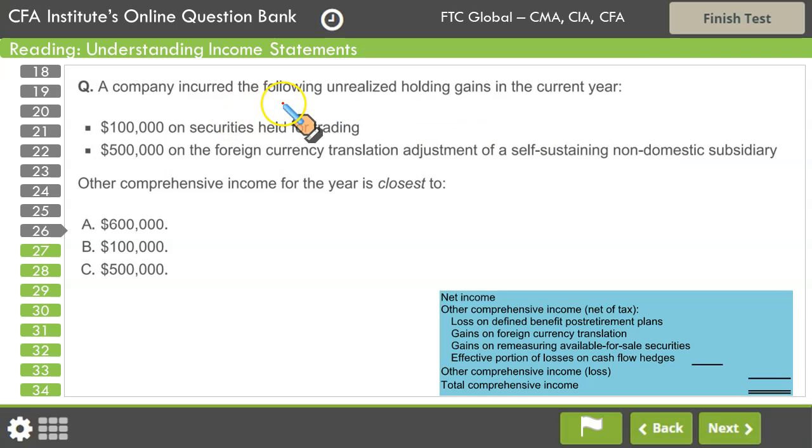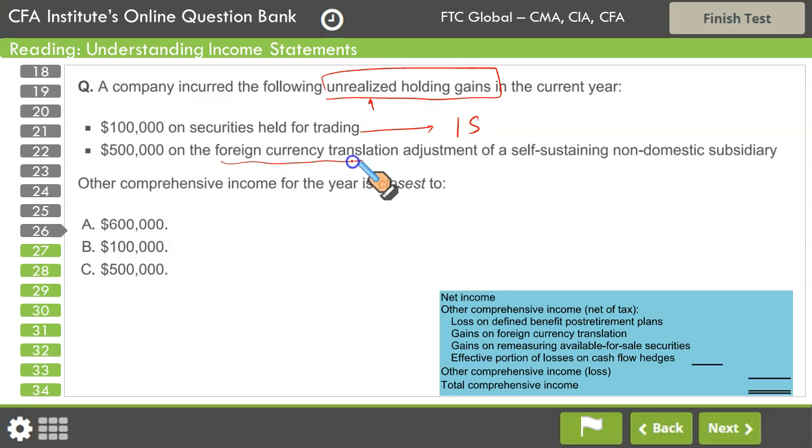A company incurred the following unrealized holding gains in the current year. Unrealized holding gains. $100,000 unrealized holding gain on securities held for trading. Trading securities. Any gain or loss, whether realized or unrealized, on trading securities goes to the income statement.